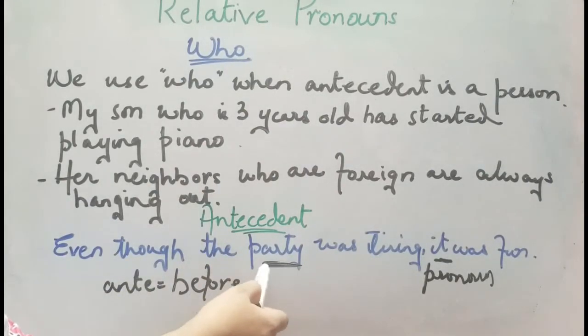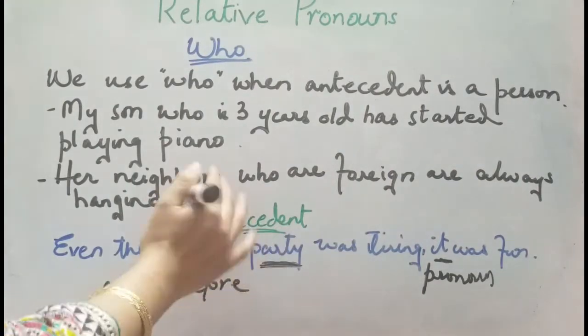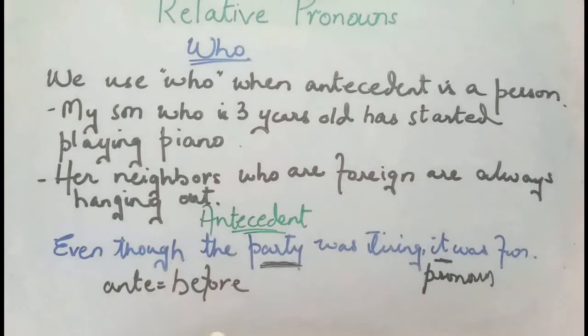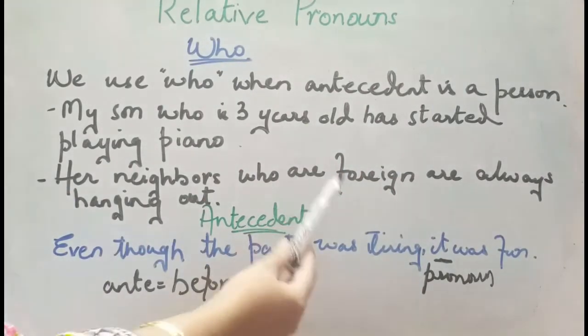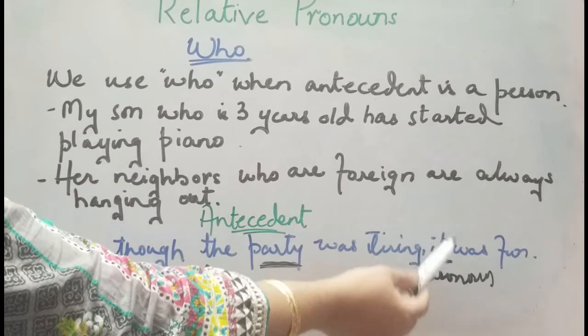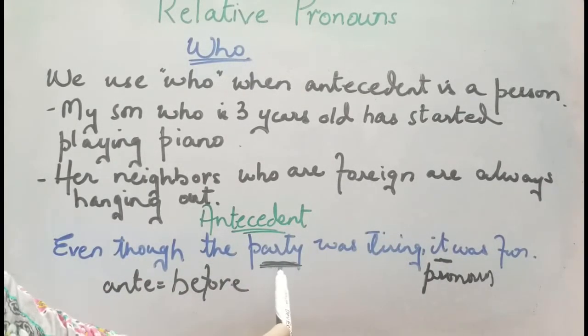This is the antecedent. If your pronoun is plural, that means the antecedent automatically will be plural, and if it is singular, it will remain singular. Okay, for example, I could have said, even though the parties were tiring, they were fun. So if my pronoun was they, that means a plural pronoun, automatically my antecedent would have changed to a plural form, that is parties. So I hope the definition of antecedent is clear.